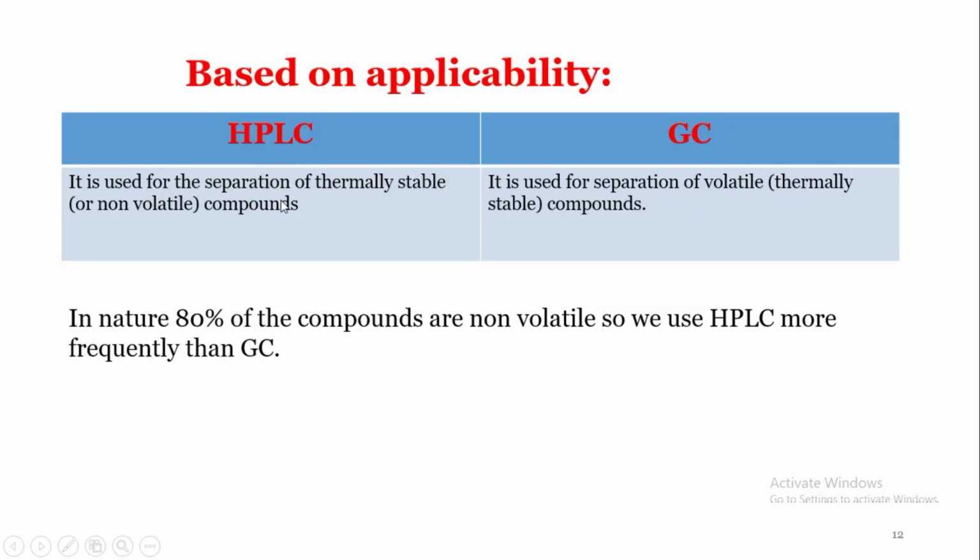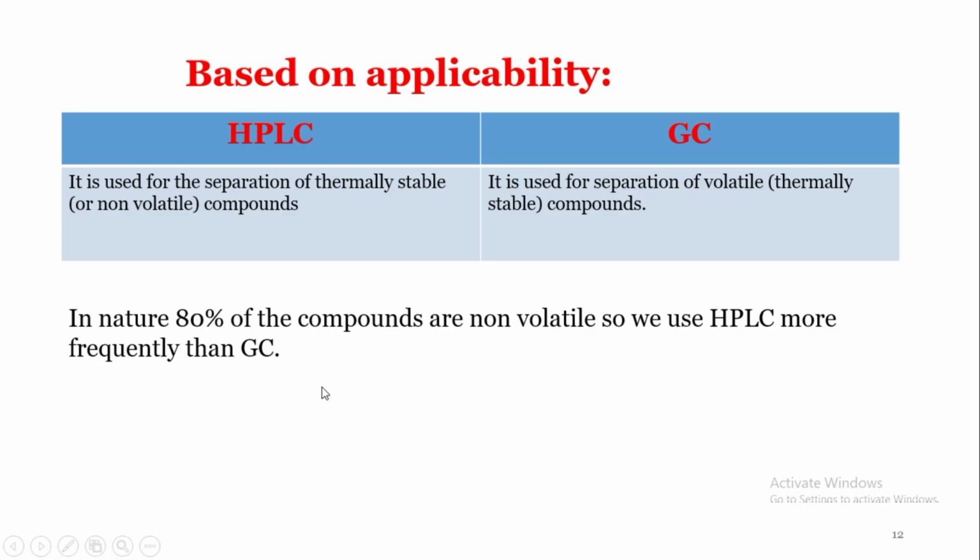Based on applicability, someone may ask what the difference is, so I have just listed this separately. HPLC is used for separation of thermally unstable or non-volatile compounds. GC is used for separation of volatile, thermally stable compounds. In nature, 80% of the compounds are non-volatile, which means they are analyzed by HPLC. So we use HPLC more frequently than GC.